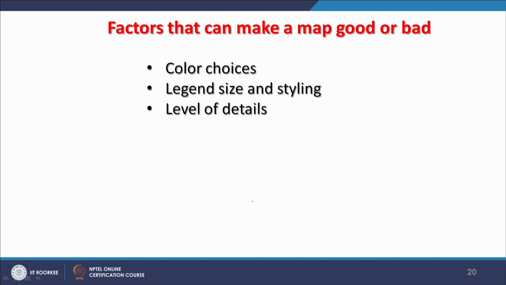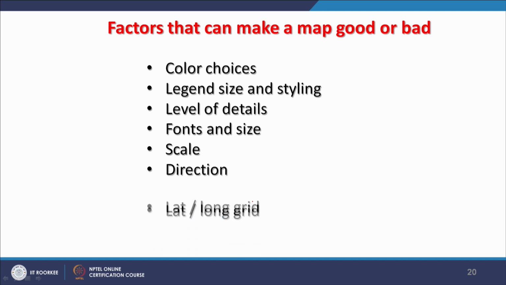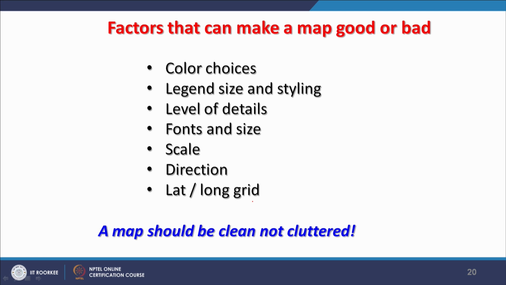Level of details, again there has to be balance. Too much information is not good, meaning the cluttering should not be there, whereas the required details must be there. So again there is a balance. Same with the fonts, meaning font style and font size. Scale has to be there. The direction, that is the north symbol, has to be there. Latitude, longitude, grid or tick marks should be there. And a map should be clean, not cluttered.